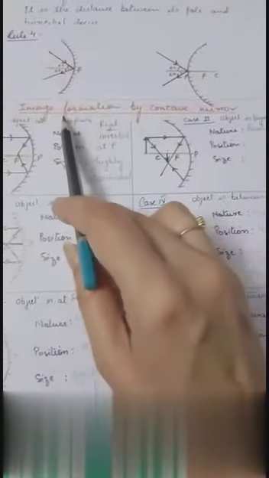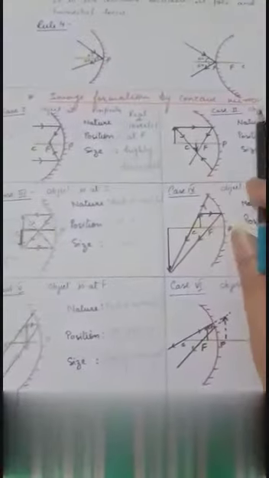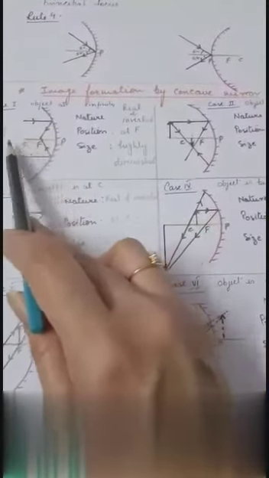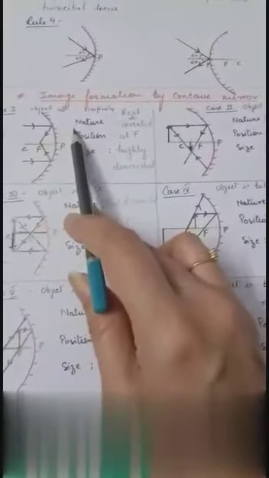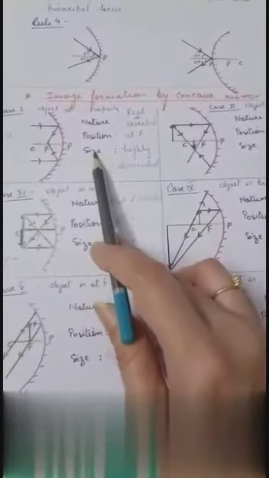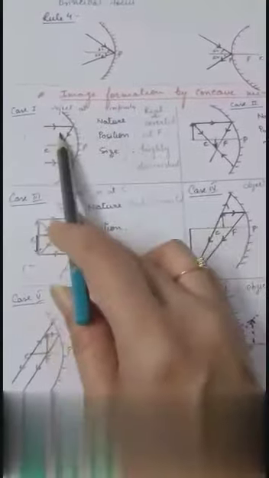Studying all the rules, we are going to start with image formation by concave mirror. So we are going to keep object at different places, and then we'll study about the nature, position and size of the image. To start with case 1, we are going to keep object at infinity.